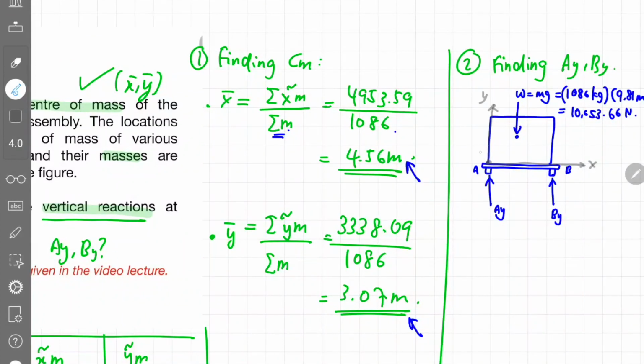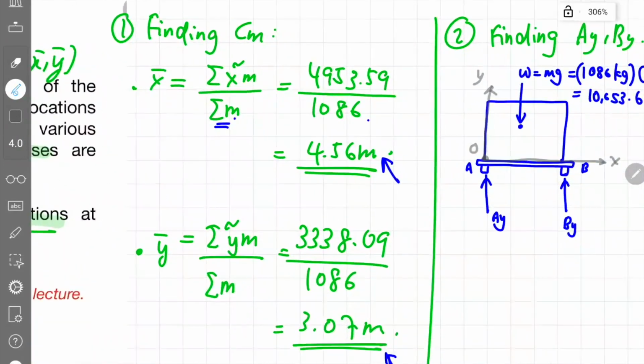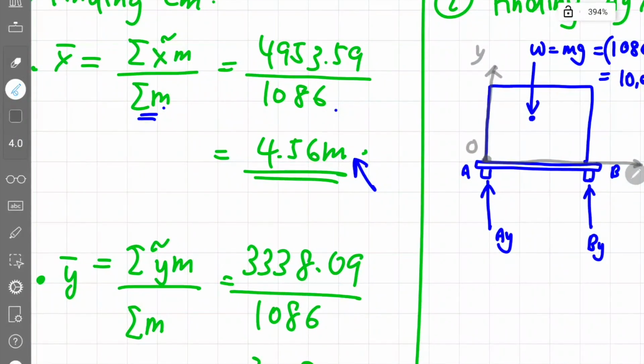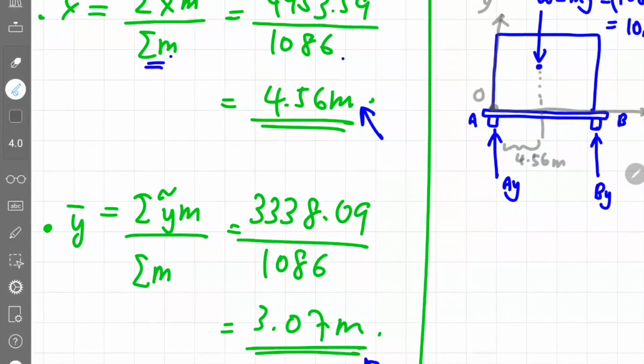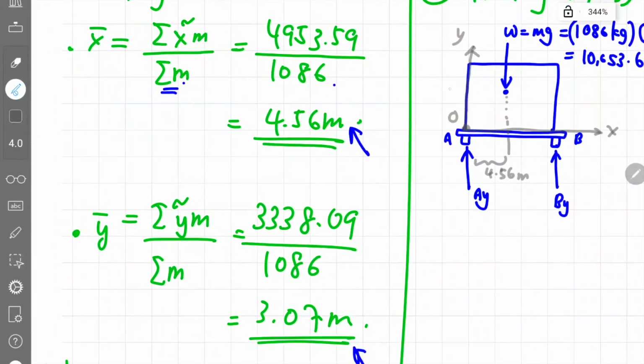Okay, based on the original diagram, the x-axis would be along here and the y-axis would be along this direction. Okay, so let's call this point as point O. Based on our calculation earlier, the center of mass is 4.56 meter along the x direction. So from point O, the x bar is 4.56 meter like this. And accordingly, along the y direction, we already calculated the y bar to be 3.07 meter. So this is the position of the center of mass.